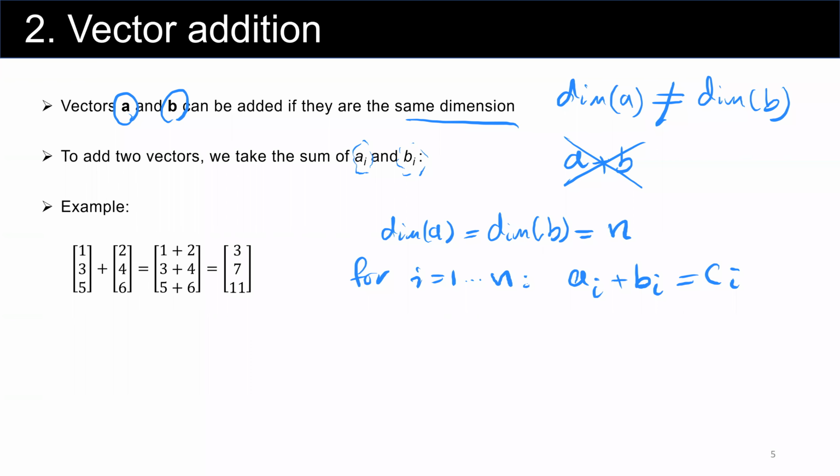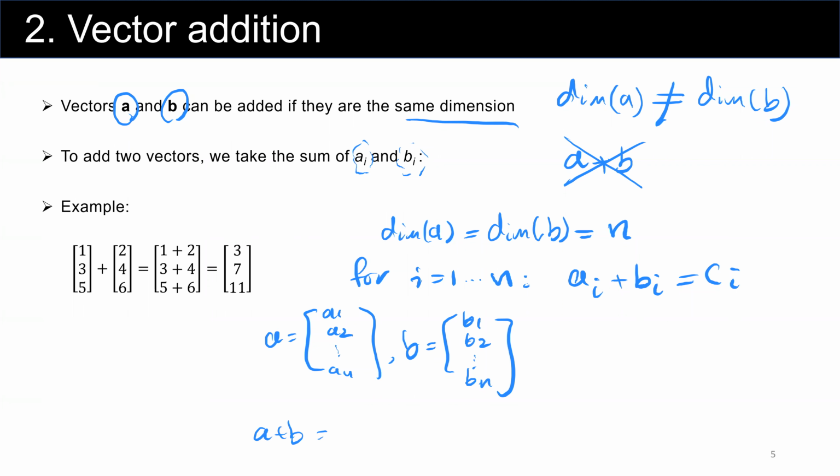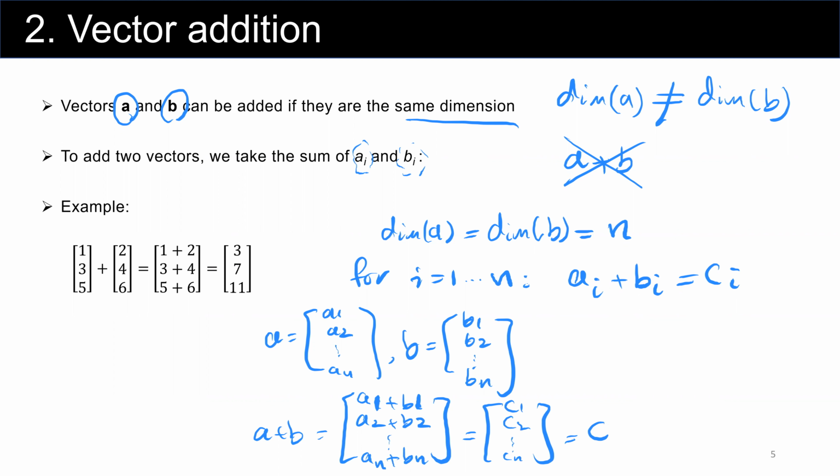So A is A sub 1, A sub 2, up to A sub n, and B is B sub 1, B sub 2, up to B sub n. The summation vector A plus B is equal to A sub 1 plus B sub 1, A sub 2 plus B sub 2, up to A sub n plus B sub n. We call them C sub 1, C sub 2, and C sub n. We can call this vector C. So the sum of two vectors is also a vector.